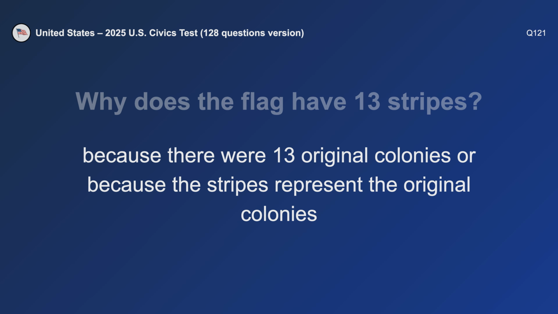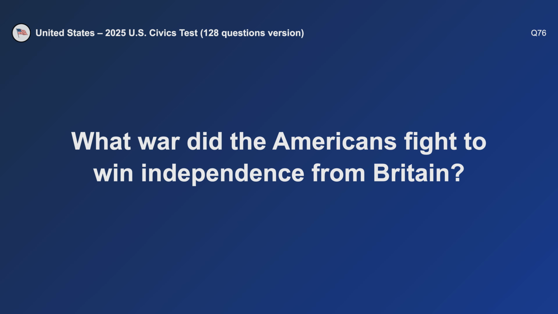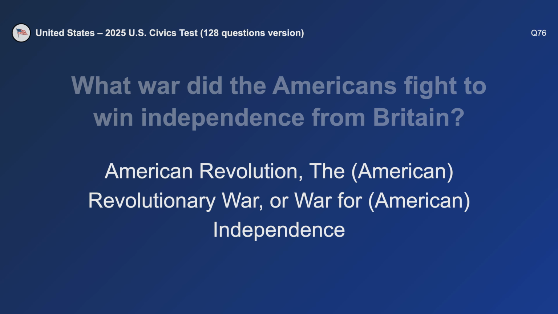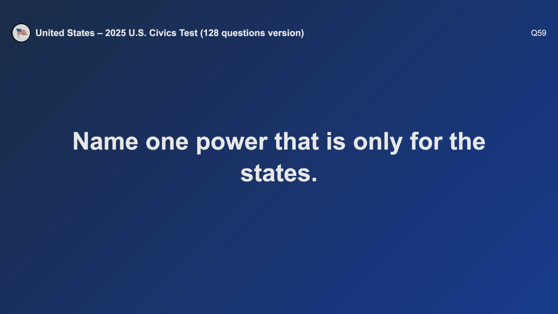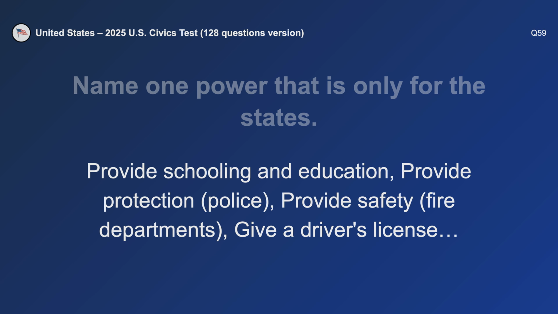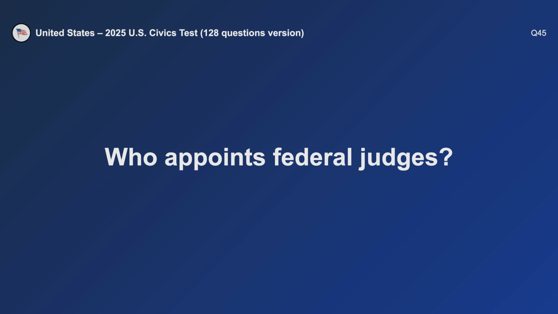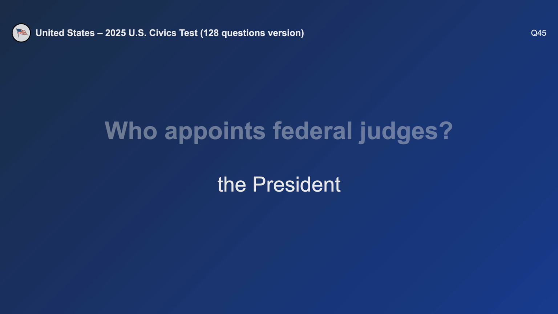Why does the flag have 13 stripes? Because there were 13 original colonies. What war did the Americans fight to win independence from Britain? American Revolution. Name one power that is only for the states. Give a driver's license. Who appoints federal judges? The President.